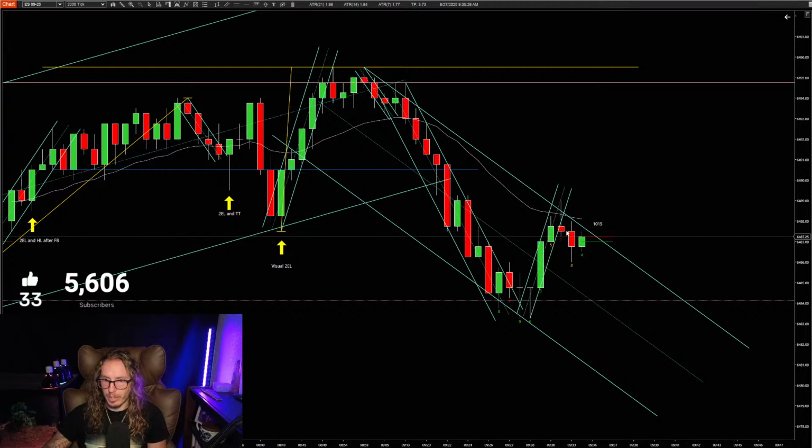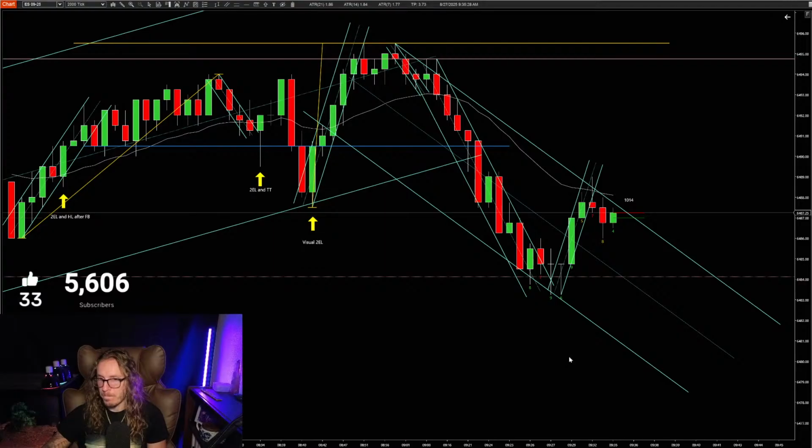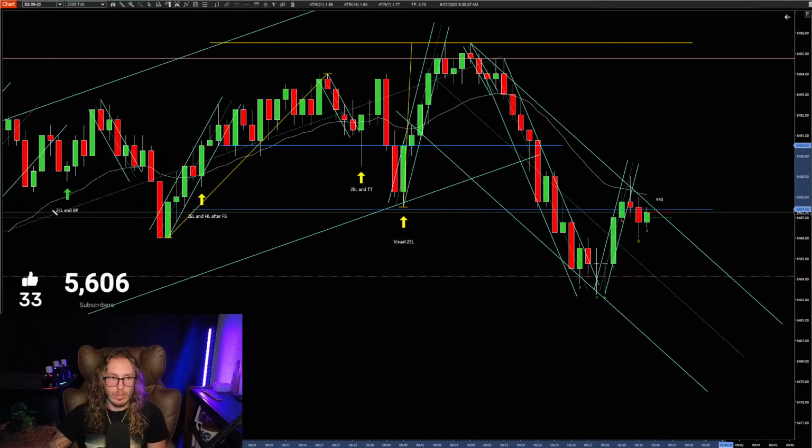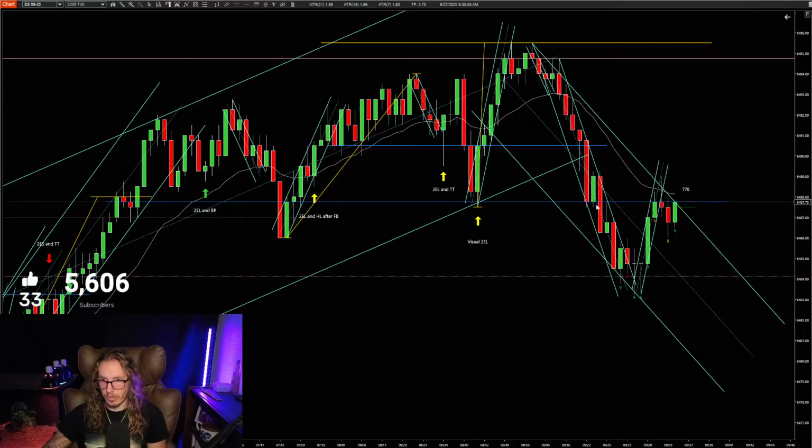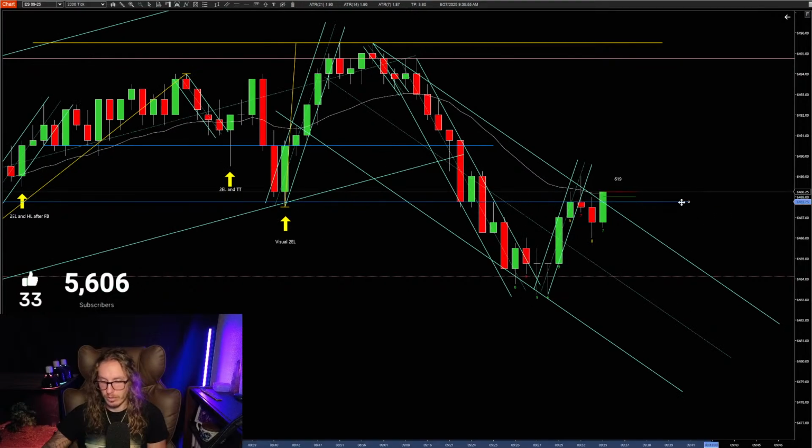All right, let's see what we get here. Curious if any of these levels are coming into play here. You can kind of see that level right there, that blue line. Just interesting because it's where these closes are. Let's just see how it reacts there. Curious.